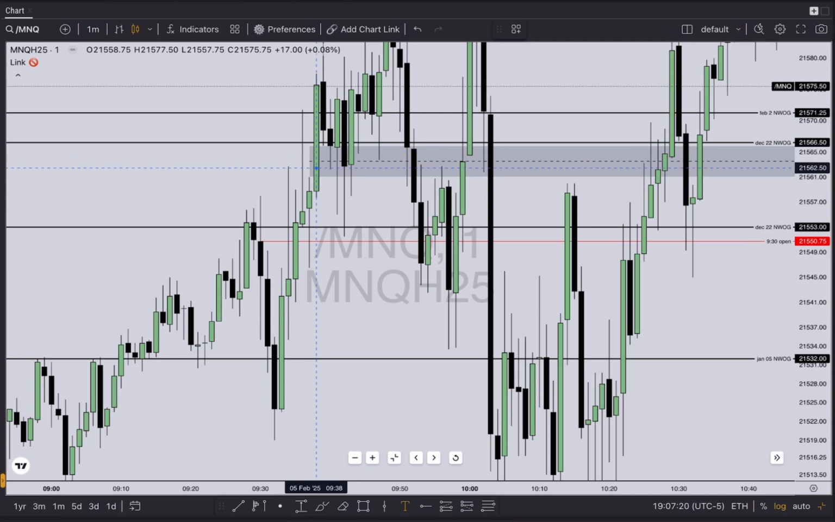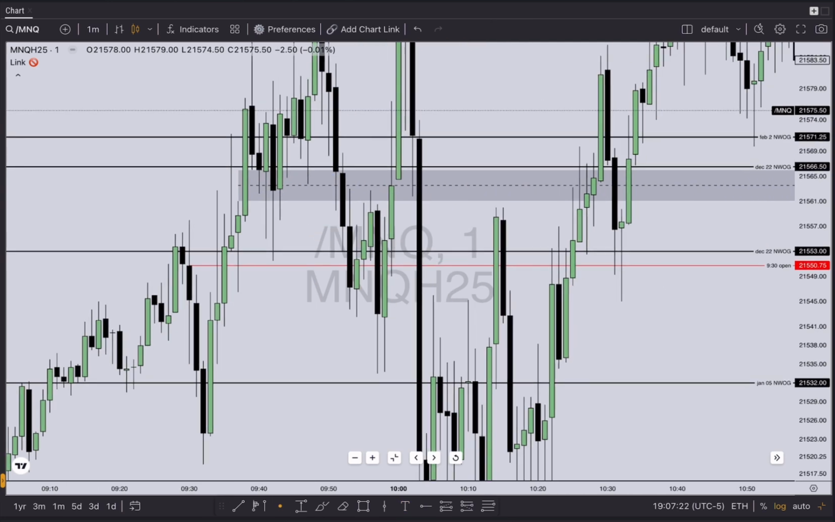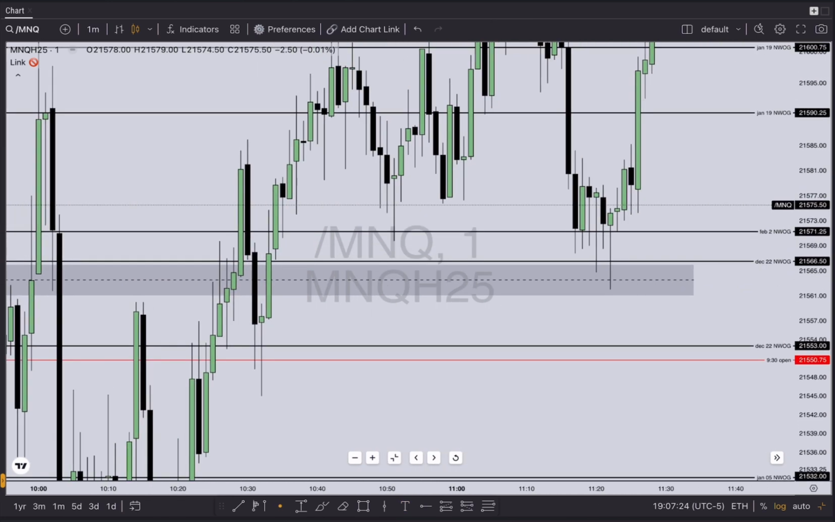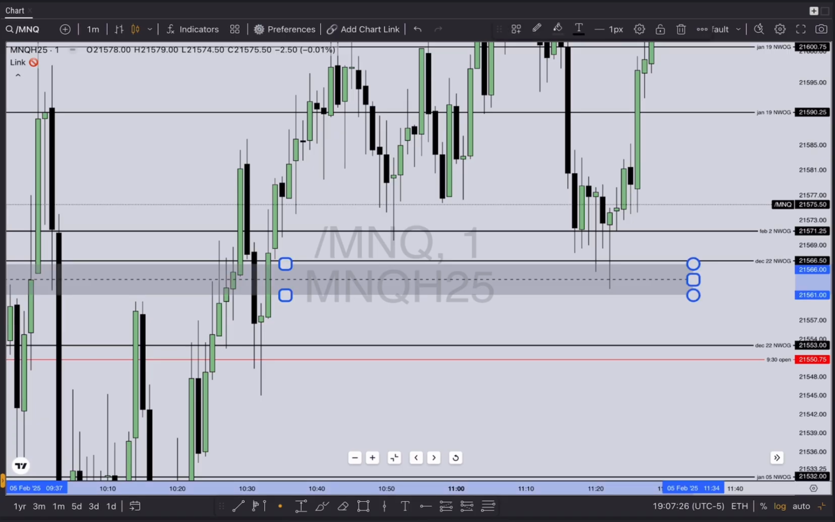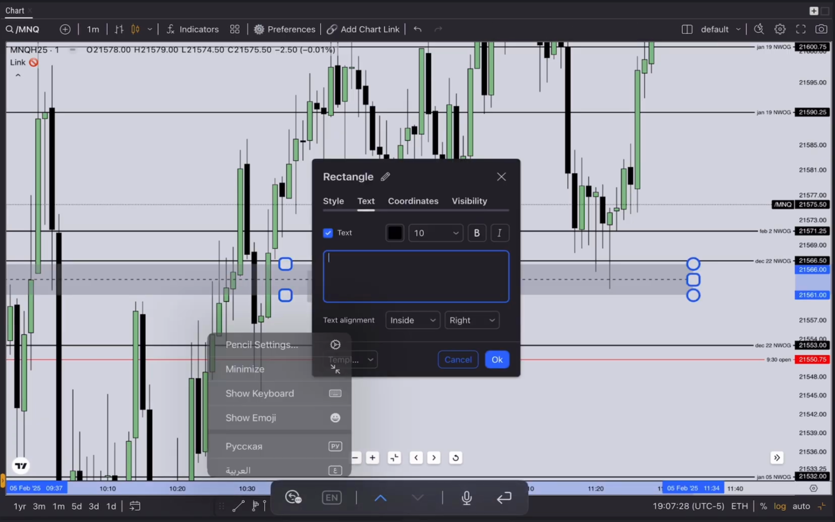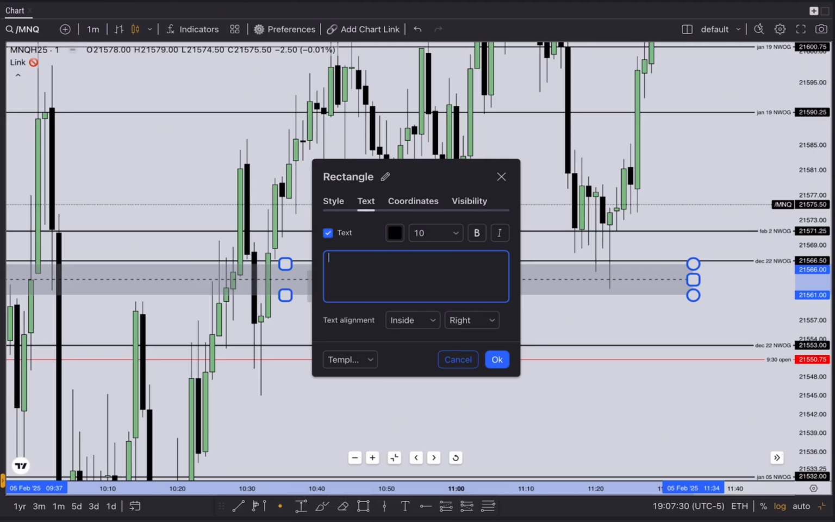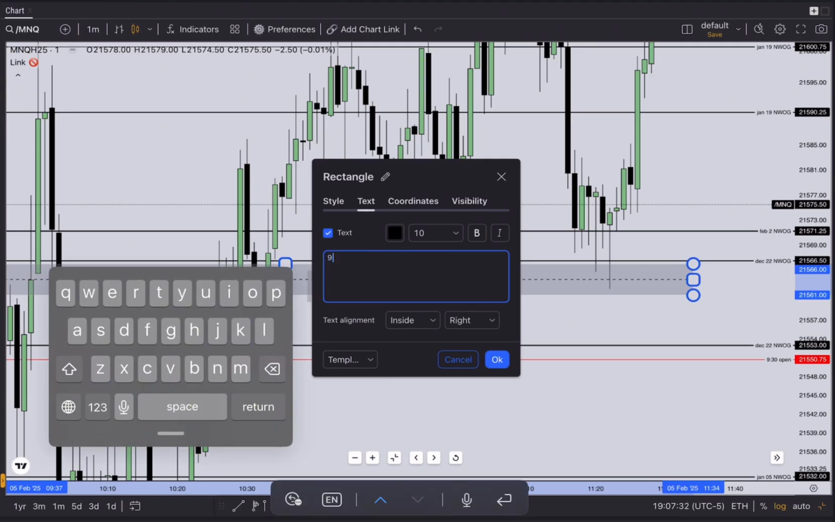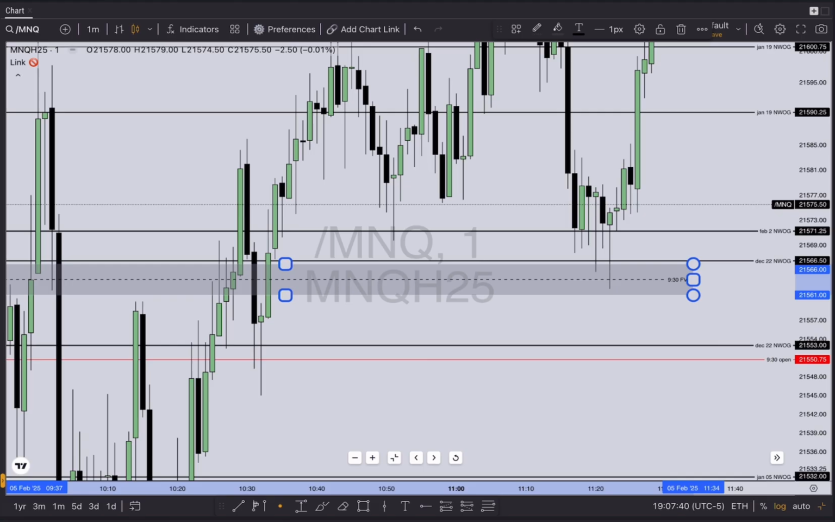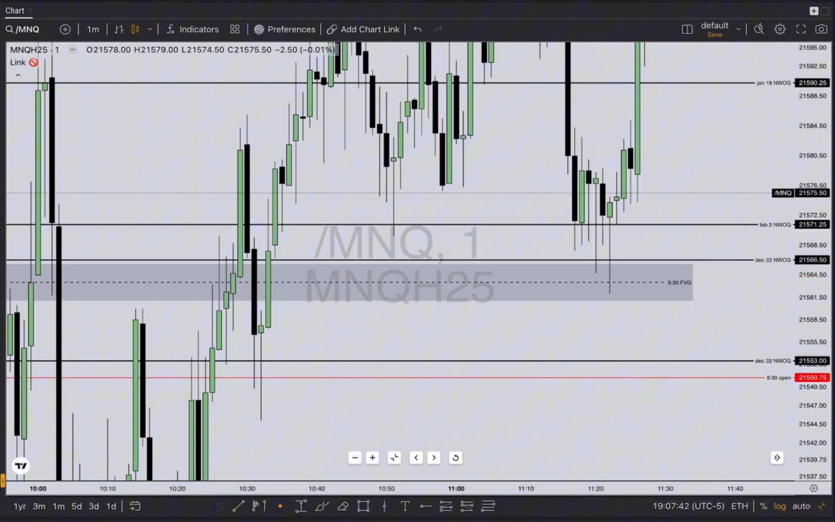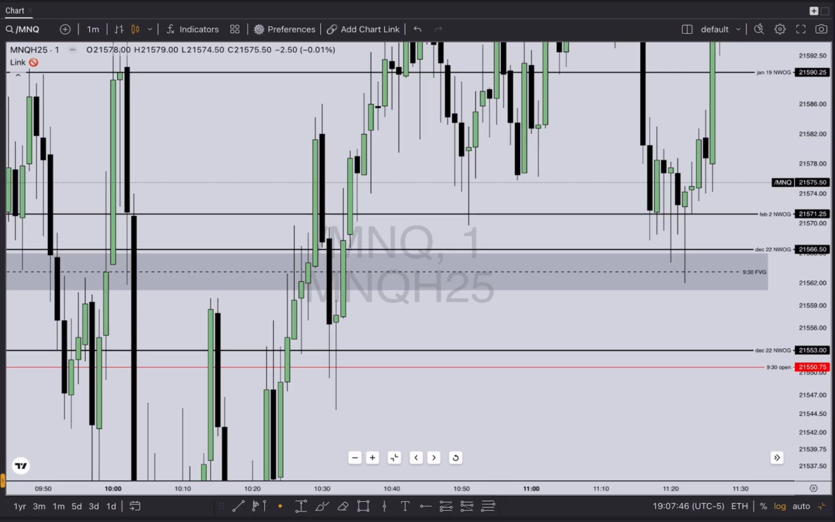So I like to just call it the 930 fair value gap, and I label it as the 930 fair value gap. When I type it in, all I do is type in 930 fair value gap, because I can't be bothered to type in the exact time of every fair value gap every single time. So you'll always see me annotate it as the 930 fair value gap, and that's it. Okay. And sorry for my voice, I'm just a bit sick today.